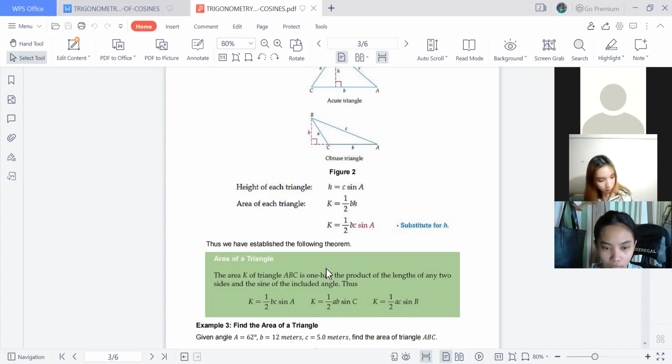Again, to make it easier to remember: half of the product of the two sides, and the angle that is not adjacent to the missing side. So, you have sine A; half of AB, so C is not included, so angle C, sine C. K equals 1/2 AC, B is not included, so sine B. Okay, so let's try an example.